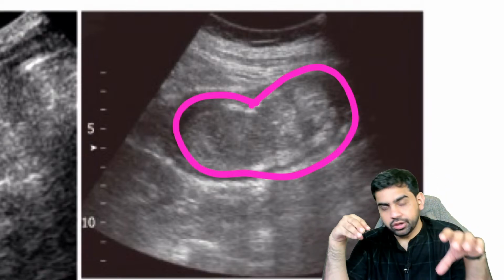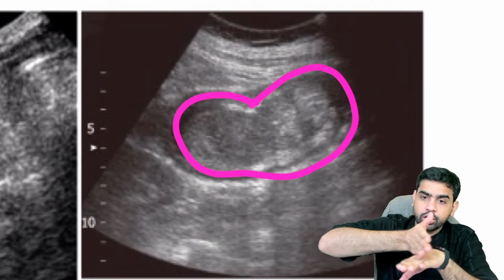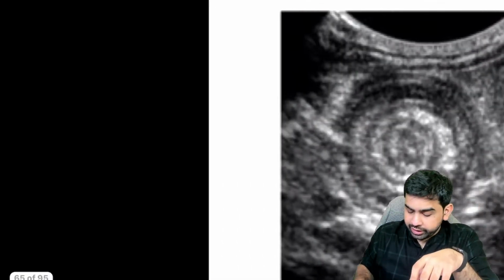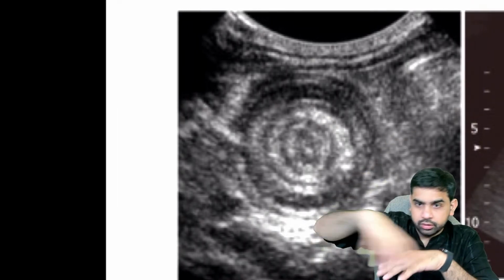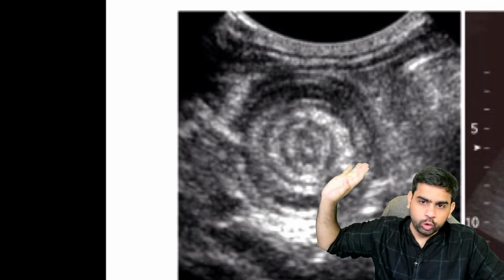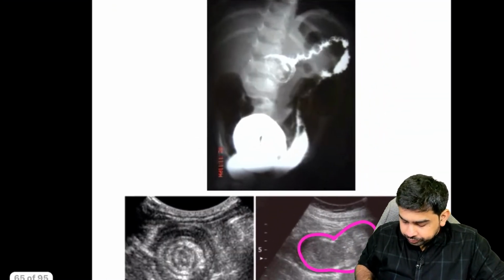Let's assume there is an intussusception present, and if you keep the ultrasound probe along the length of the intestine, you are going to get this pseudo kidney sign. But if you keep it perpendicular, at 90 degrees to the length of the intestine, then you are going to get the double target sign or the donut sign, whatever you want to call it.